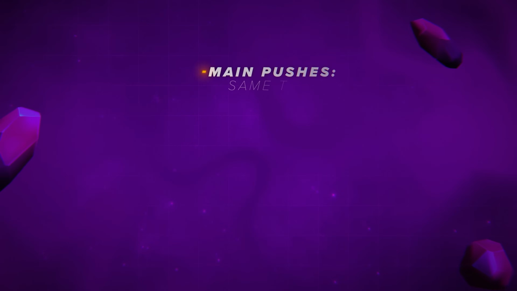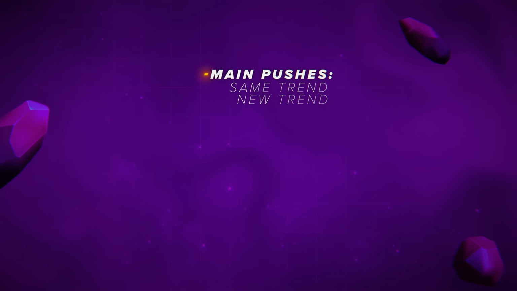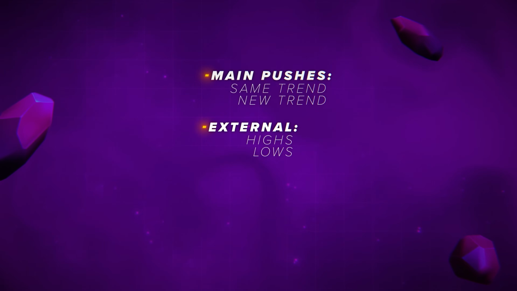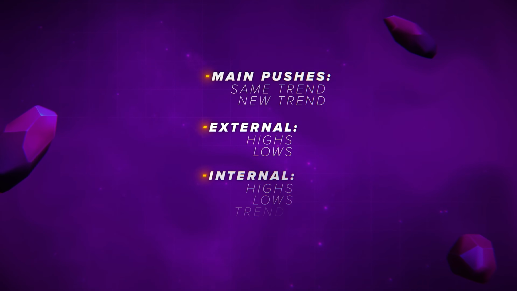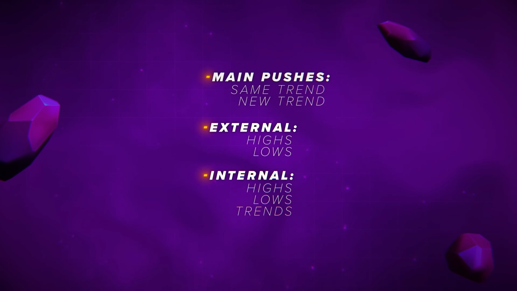Now, this is important because internal trends are not as strong as external trends, and therefore internal demands are not as strong as external demands. And it's going to be important later when we connect these together, but I'm giving you definitions for now. So we've understood main pushes of same trend and new trend. We've understood external highs and external lows, and internal highs and internal lows and internal trends. So we're building a lot of things together.